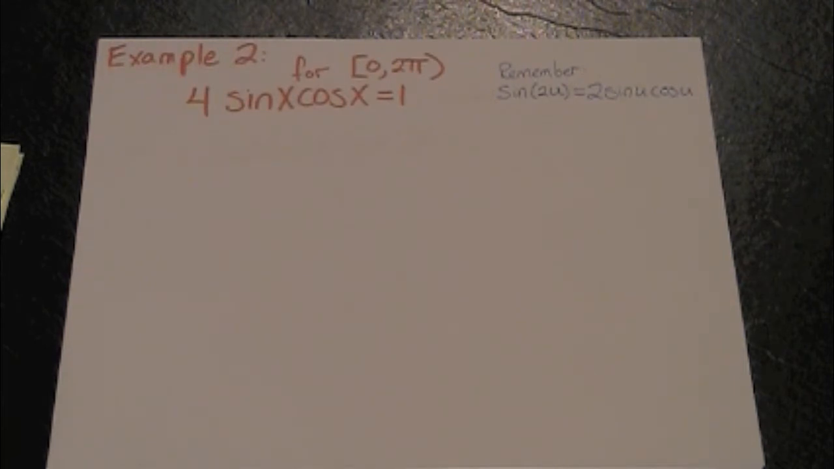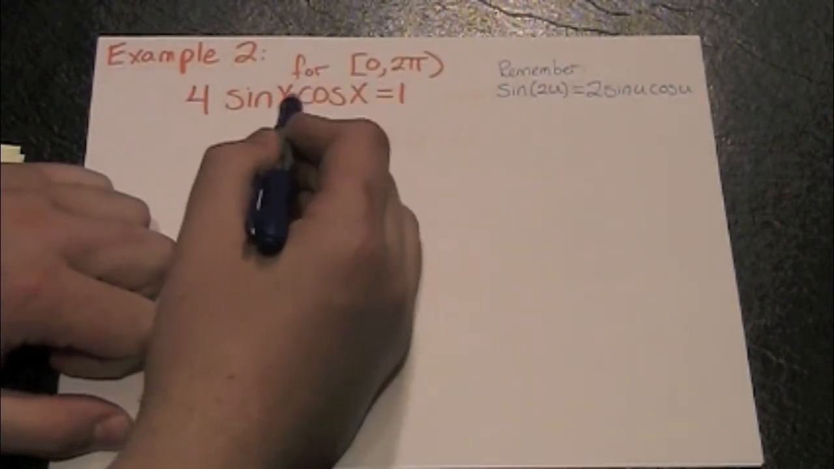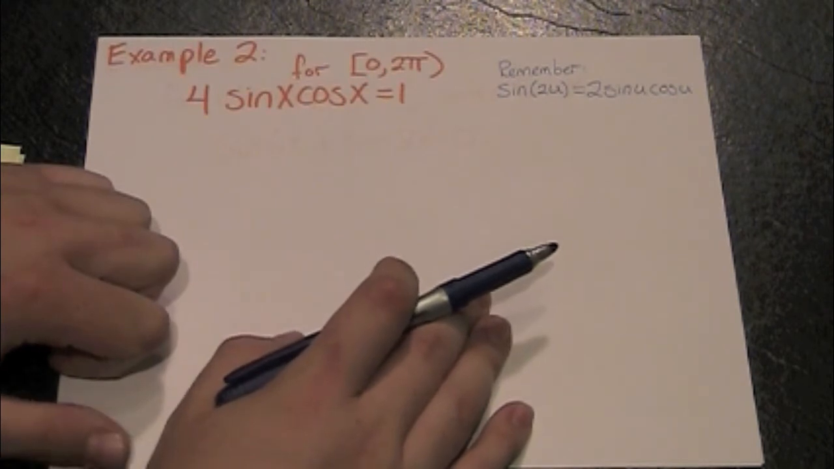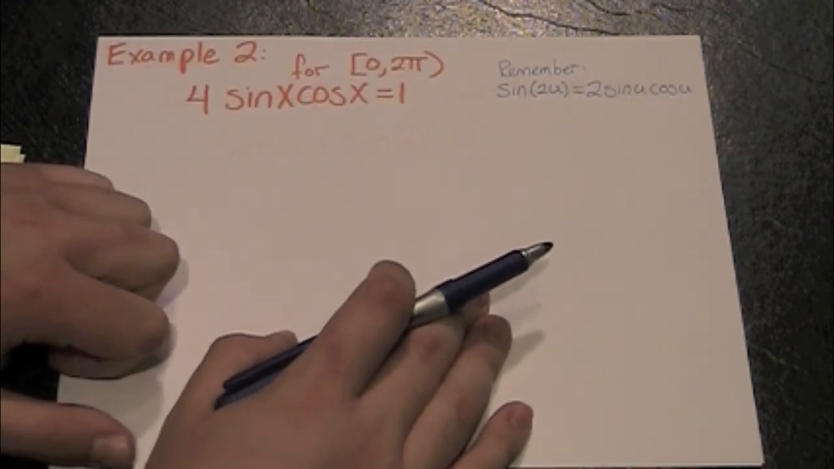The second example we're going to look at today is an equation. We're going to solve for the interval 0 to 2 pi, the equation 4 sine of x times cosine of x equals 1. And we're not really that good at solving things with two trig expressions, so let's see if we can write this in a single trig expression, remembering that sine of twice an angle equals 2 times the sine of that angle times the cosine of that angle.